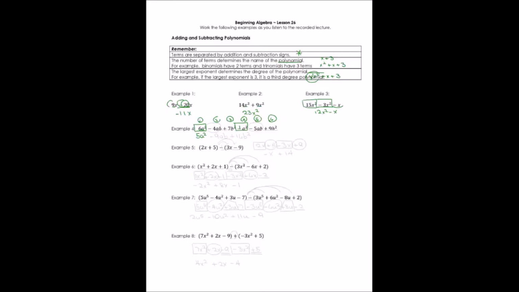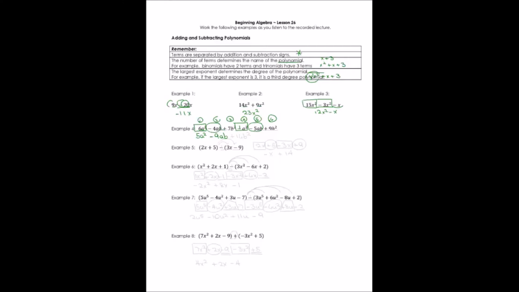Let's look for another term. How about these ab's? I'll put circles around these. I've got a negative 4ab. And I've got a negative 5ab. Well, when I combine those, I really add them and keep the sign. It's going to be a negative 9ab. And now you will notice that the sign becomes the operation separating the terms.